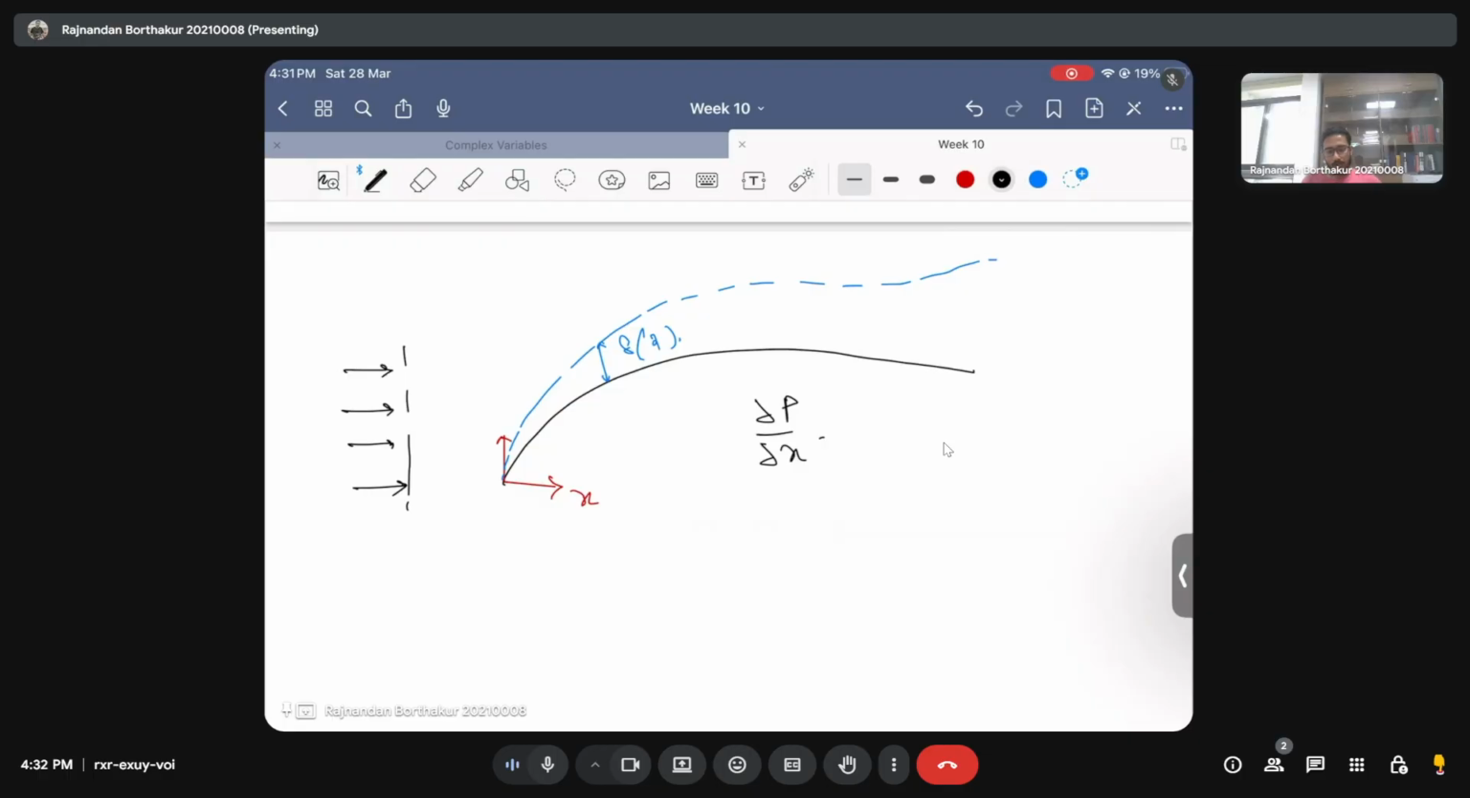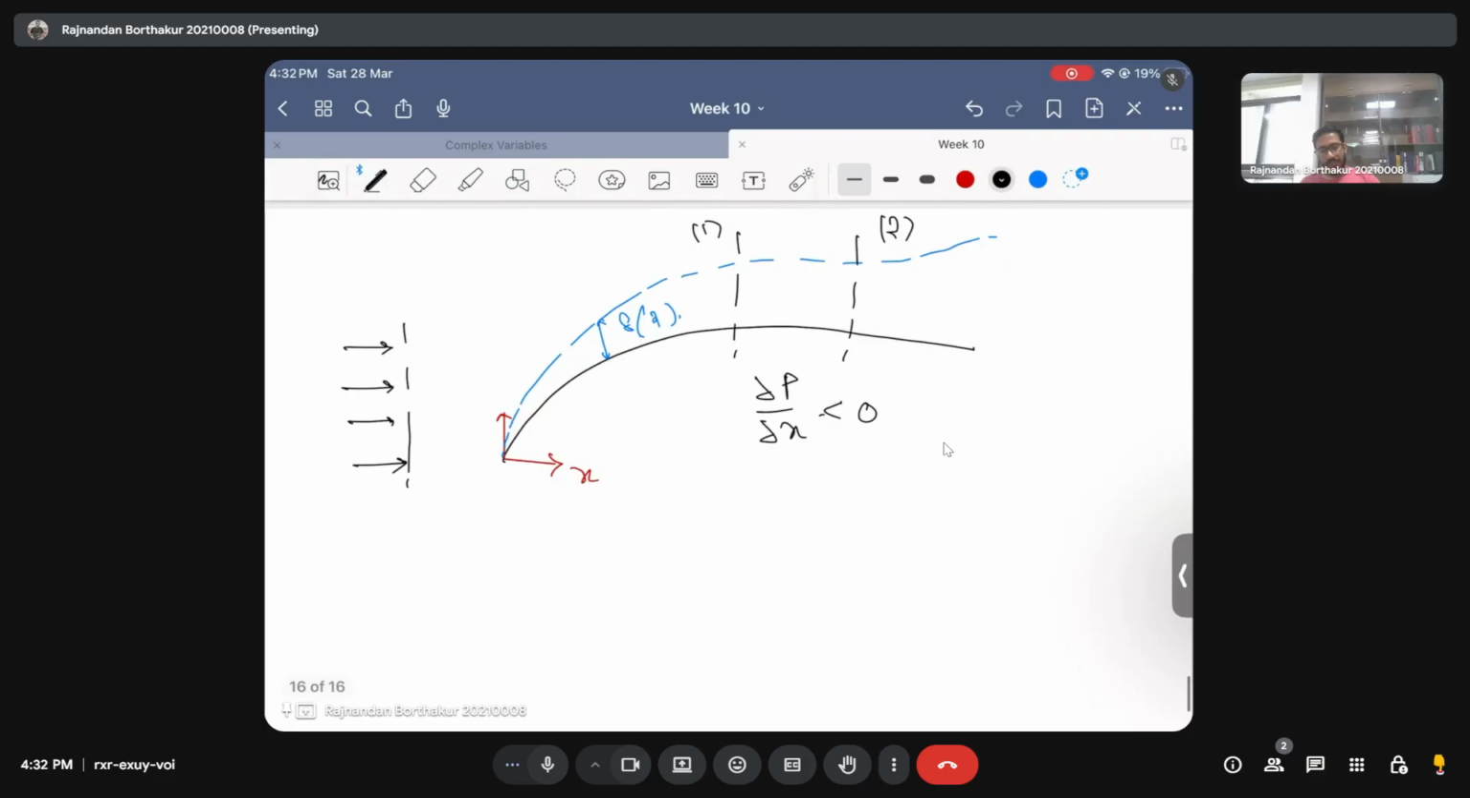Now, it has been observed that if del p by del x is less than 0, this means that if I look into two sections, let's say station 1 and station 2, p2 is less than p1, which means that when the fluid passes from section 1 to 2, it sees a favorable pressure gradient. When it sees a favorable pressure gradient, it's like pressure actually pushes the fluid. So there is no chance of boundary layer separation.